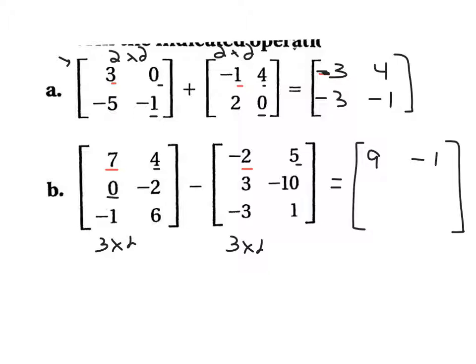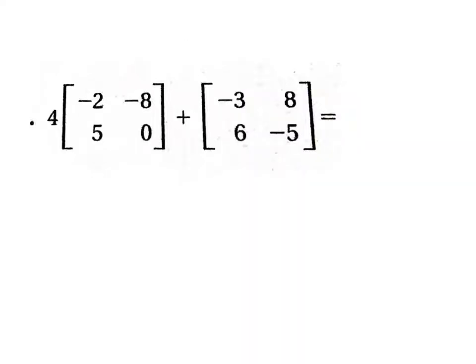Let's go to the second row. 0 minus 3. Negative 2 minus negative 10. Same thing as negative 2 plus 10, which is 8. Negative 1 minus negative 3. I'm on the bottom row now. That's 2. And then 6 minus 1, that's 5. So all there is to it, you add or subtract their corresponding parts and make sure they have the same dimensions before you start it.